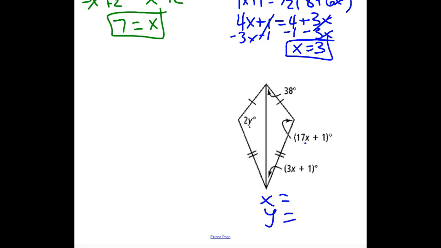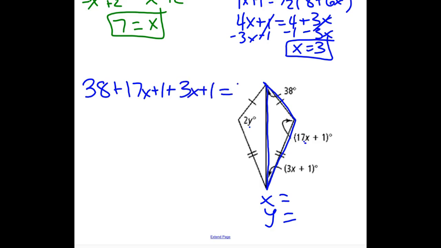Now the key to kites is making triangles. And so if I look on the left, I've got one angle on that left triangle, but on this right triangle, I have 3 angles. And I notice I've got a 38, something with an x, and something with an x. Well, I can solve that by saying all the angles in a triangle add up to 180 degrees.